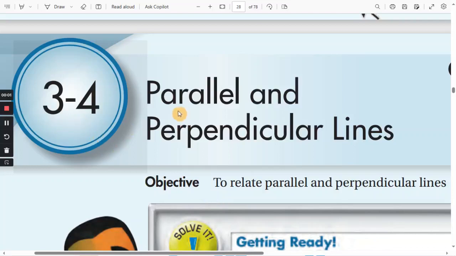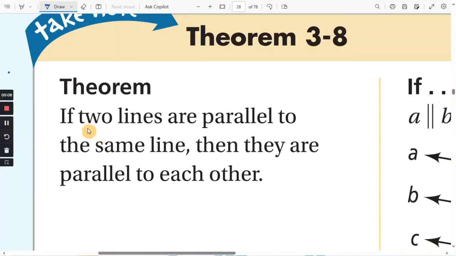Chapter 3-4, Parallel and Perpendicular Lines. All right, so if two lines are parallel to the same line, then they are parallel to each other. Let's take a look.